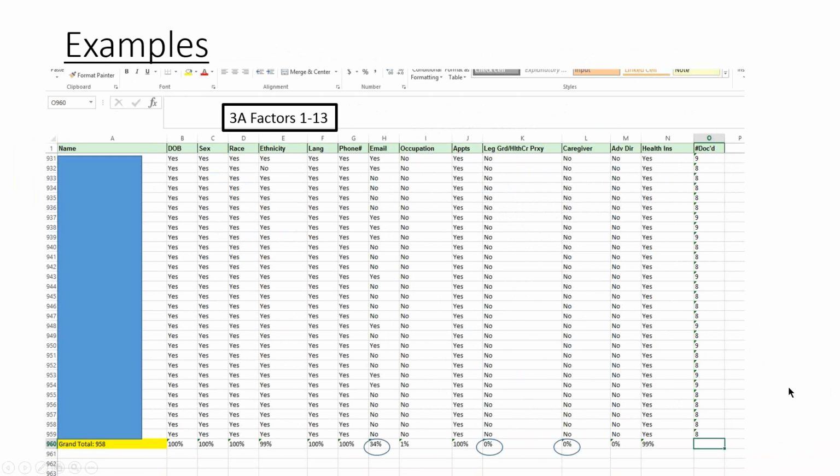And one thing I forgot to mention, and it falls into place here, is the not applicable options for pediatric sites. So factor 8, occupation, is suitable for pediatric sites to respond with NA, and also for factor 12, the presence of advanced directives. Those 2 areas, pediatric sites, NA for your response.